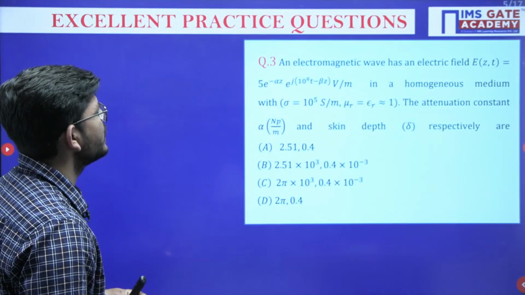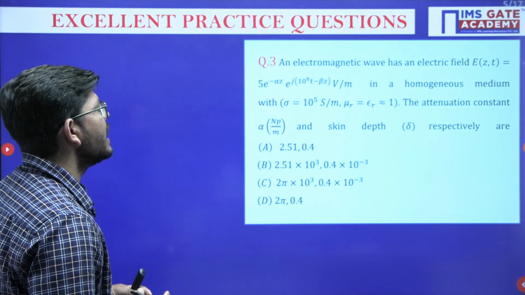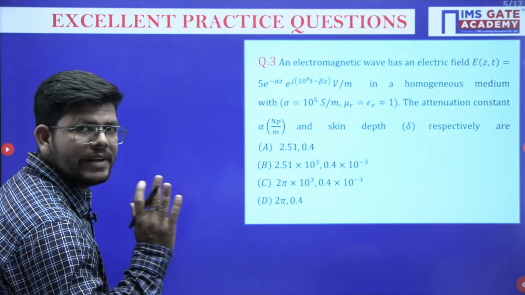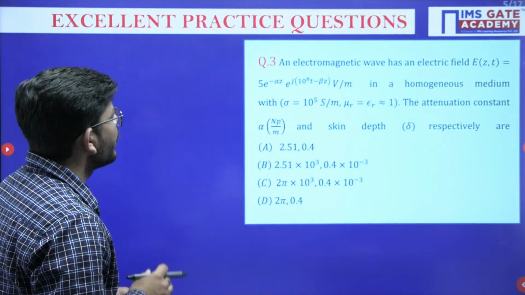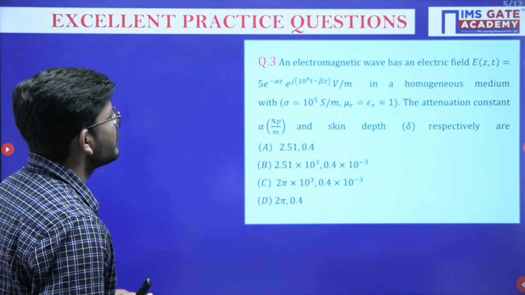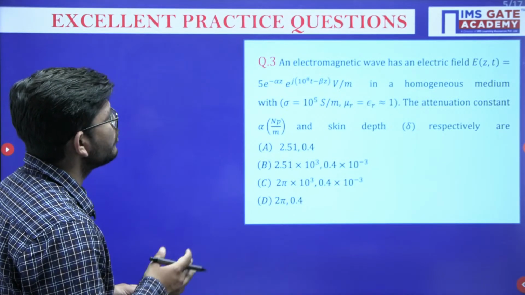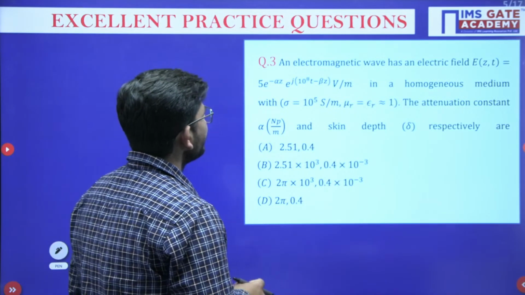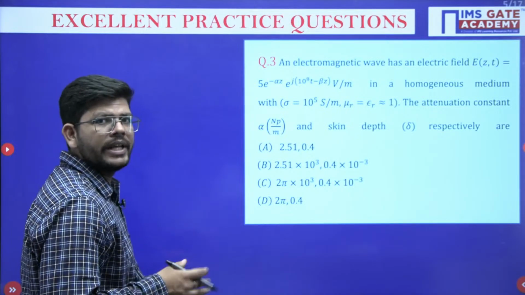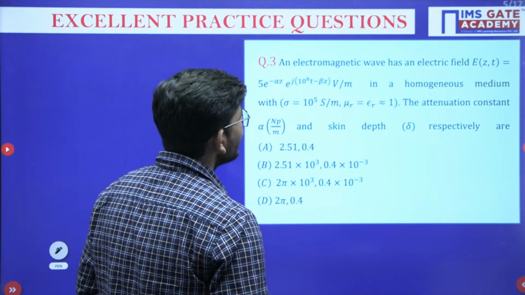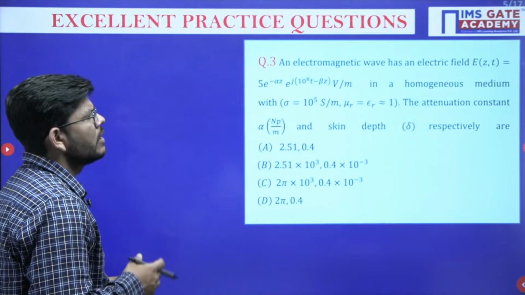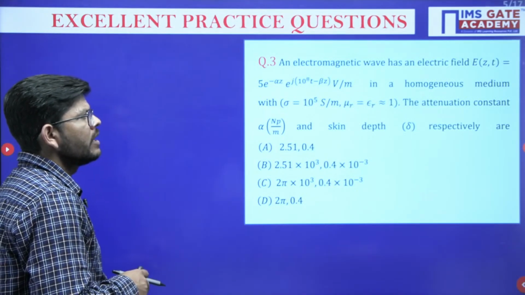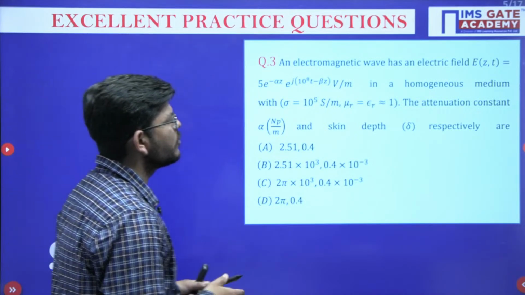What has been given here is, an electromagnetic wave has an electric field E(z,t). Okay, so the wave is traveling in Z direction, equals 5 e to the power minus alpha z e to the power j (10 to the power 8 t minus beta z), in a homogeneous medium with sigma conductivity given, mu r and epsilon r both equal to 1. The attenuation constant alpha and skin depth delta will be what? This is what we have to determine.